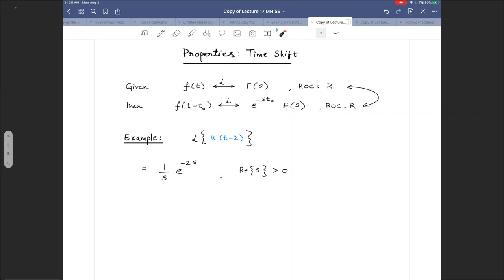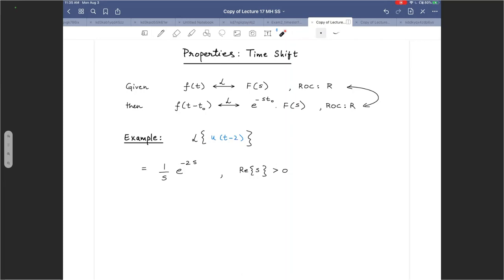When you shift a signal by t0 in the Fourier domain, you multiply by e to the minus j omega t0. That's exactly what we are doing here, except our functions are slightly different. We have a complex frequency variable instead. So the proofs of these properties are going to appear very similar to what we have done before, which is why we are not doing it again.